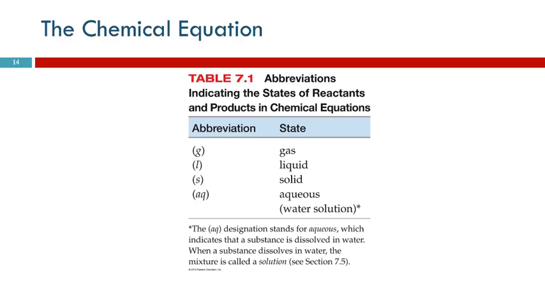These are the abbreviations for the state symbols. G for gas, L for liquid, S for solid. Pretty straightforward. And then we have aqueous. Aqueous means it's a water solution. It's dissolved in water, and so we abbreviate that AQ.